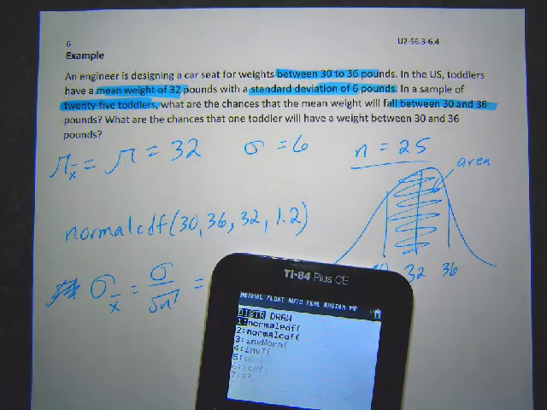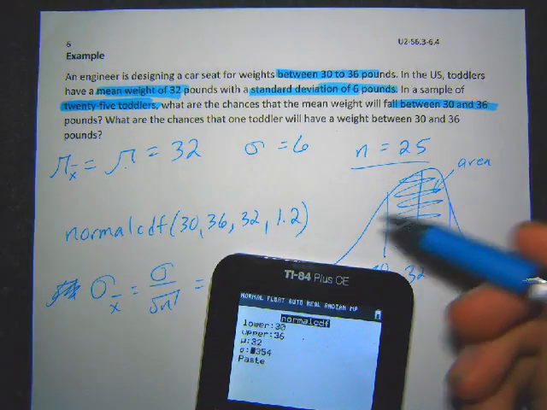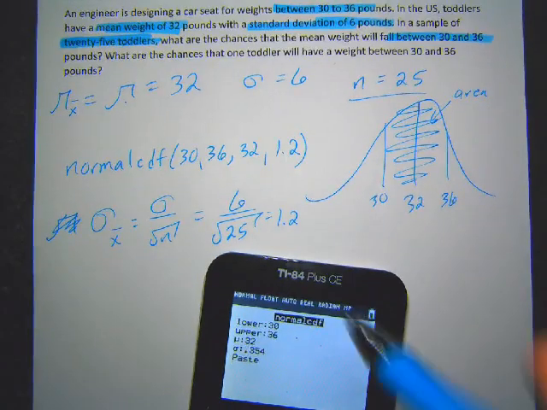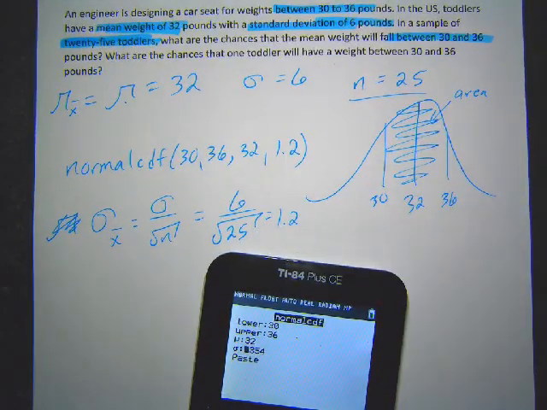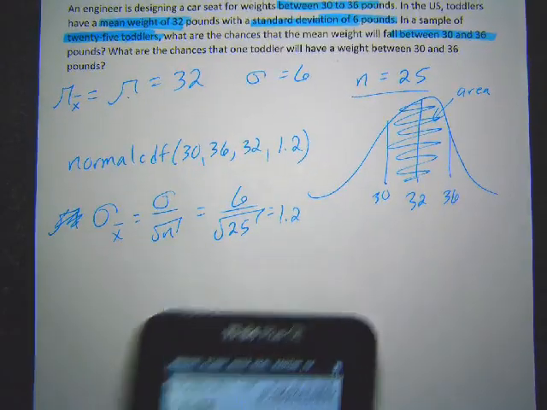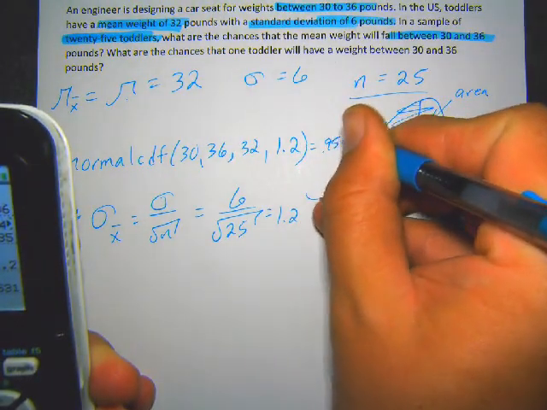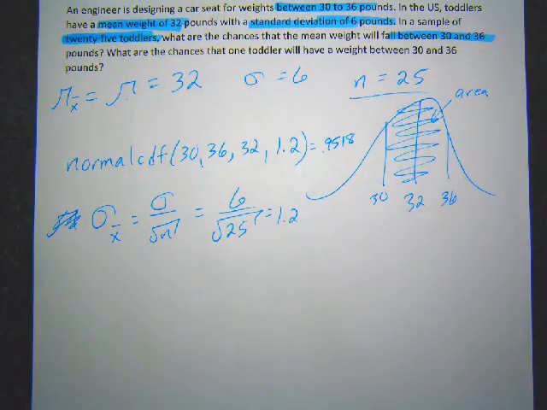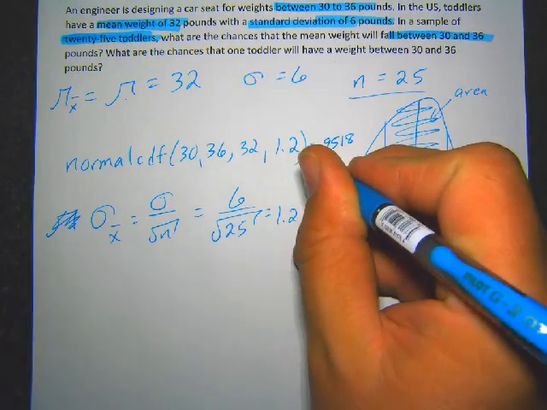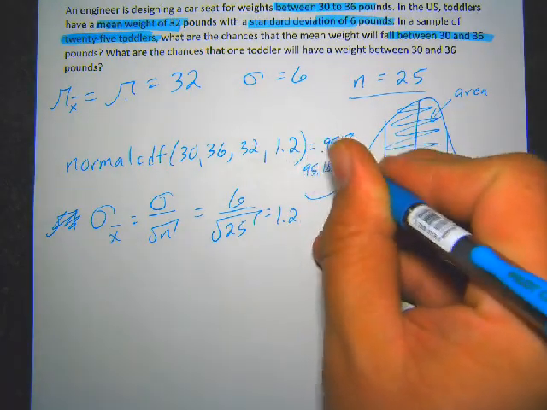So second distribution is just that normal CDF option. Lower bound in this case is 30. Upper bound is 36. The mean for the toddlers was 32. And because we tweaked that standard deviation to account for the 25 people in the sample, we got 1.2 for the standard deviation. So that gives us 0.9518, so like 95%. So this is really big, like I said, because we sucked everything into the middle.